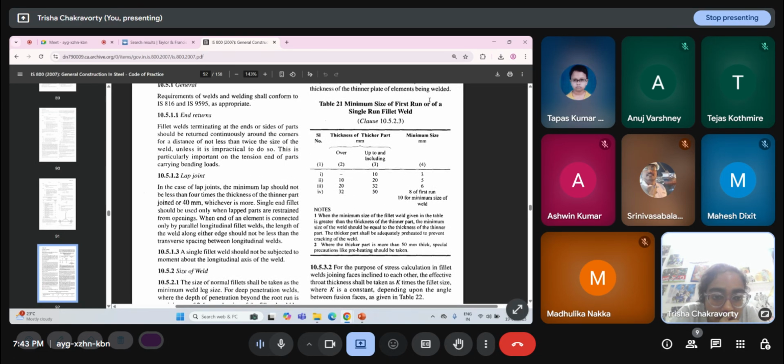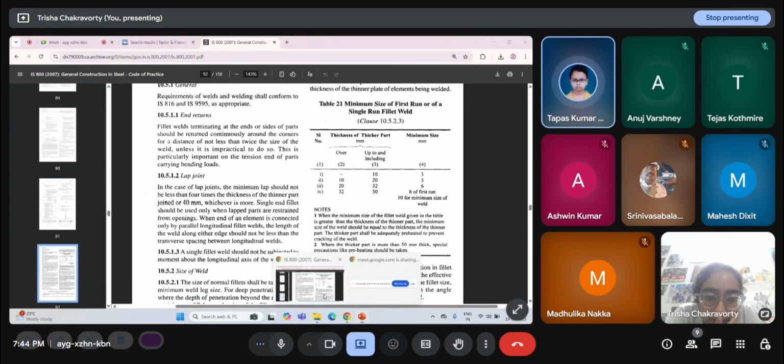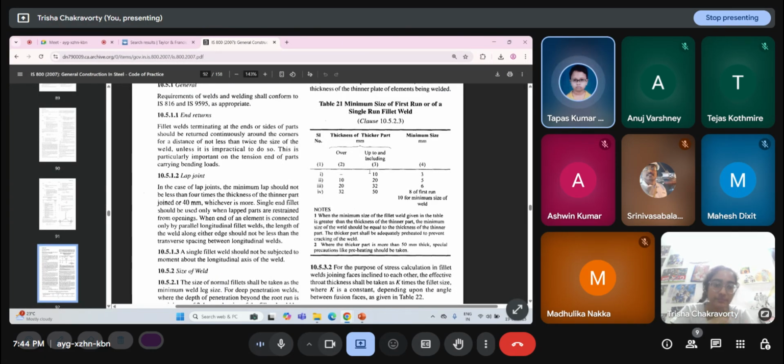Minimum size of first run of a single fillet weld, thickness of thicker part. When the thickness is up to 10 millimeter, the minimum size is 3 millimeter. And from 10 to 20, it is 5 millimeter. Here the gusset plate thickness is how much, sir? Here 10 millimeter gusset plate thickness. The web thickness is 7.1. So the thicker part is 10 millimeter, so 10 to 20 is 5 millimeter.